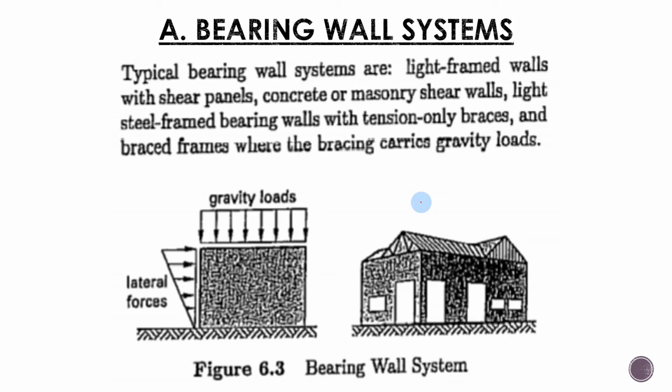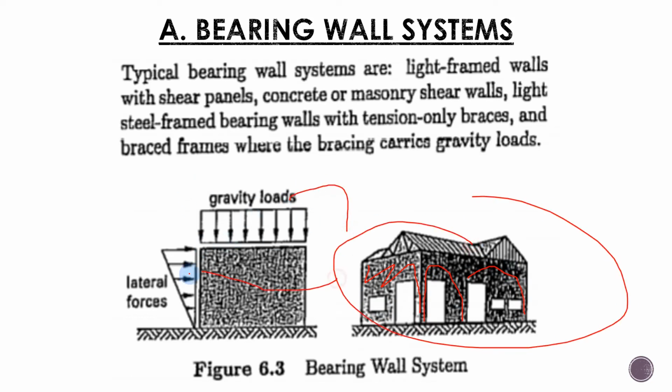So this is the typical image, guys, sa bearing wall. Typical bearing wall systems are light frame walls with shear panels, concrete or masonry shear walls, light steel frame bearing walls with tension-only braces, and braced frames where the bracing carries the gravity load. Kana guys, wala nay poste, puro na siya walls tanan. Dapat kana nga structure will resist both gravity and lateral.